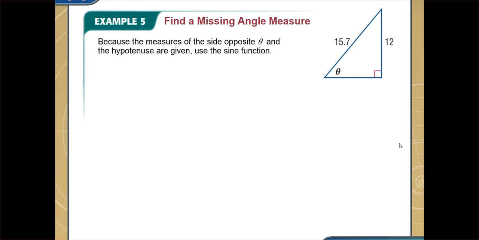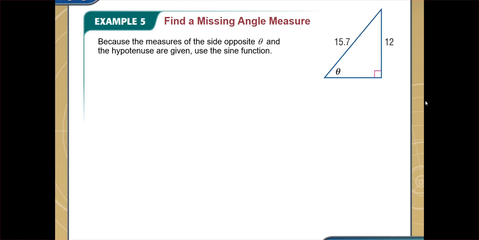Okay, so let's look here. We are given this right triangle, and we are given two side lengths. The side opposite the reference angle theta is 12. The hypotenuse, which is the longest side, the side across from the greatest angle, the right angle, is 15.7. We want to find the reference angle theta. Again, this has to be an acute angle.